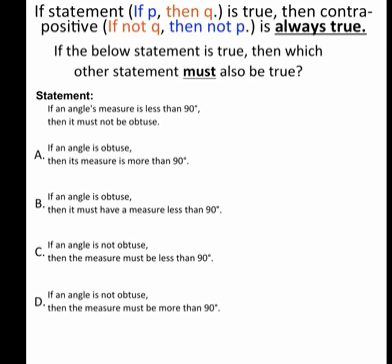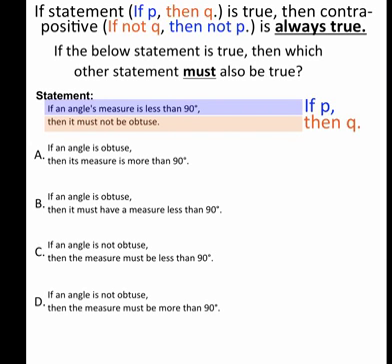So my statement reads, if an angle's measure is less than 90 degrees, that's P, then it must not be obtuse. That's Q. Let me take a minute to talk about double negatives.